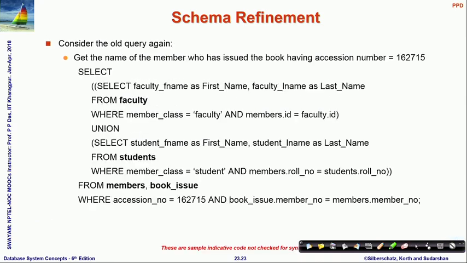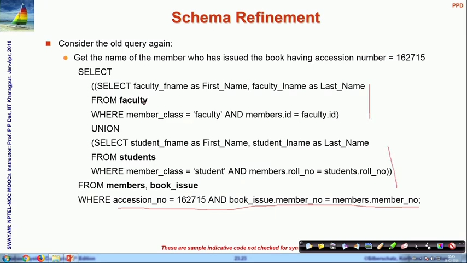If we go back and look at the query again, we will see that our problems have been significantly solved, because we still have to find the member name, and this is the basic condition which specifies the member number who has issued that book. But the actual problem of finding the name can be solved here, because I write 2 queries and take a union: the first query runs on faculty, the other query runs on student.